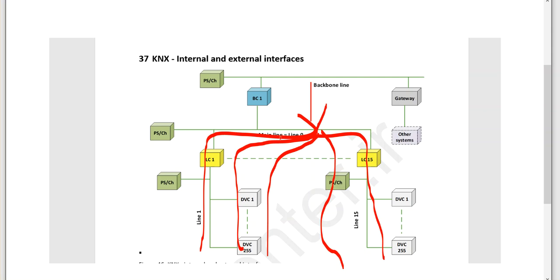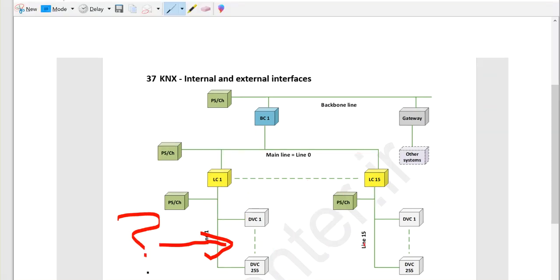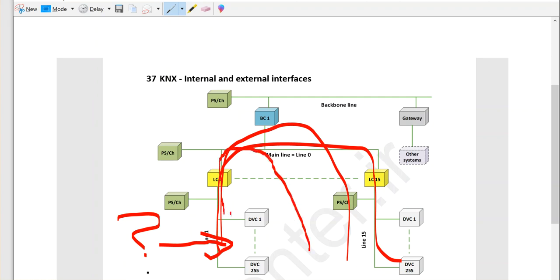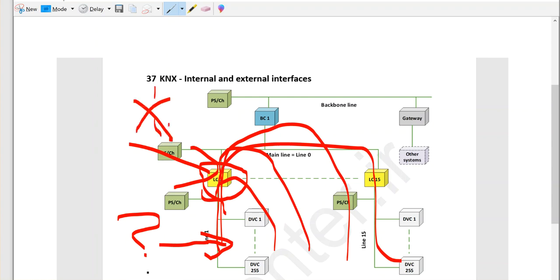But if you put the monitoring system here, what's happening? It wants to communicate with each line, so it's coming like this, like this, like this, and here in this line coupler we will face a problem. It's called a bottleneck. So it's not allowed. I mean, we may lose the data and we don't like it. So put the monitoring system in the main line or backbone line.